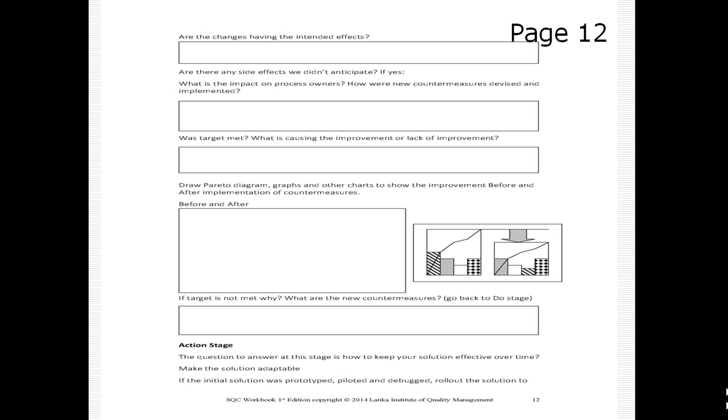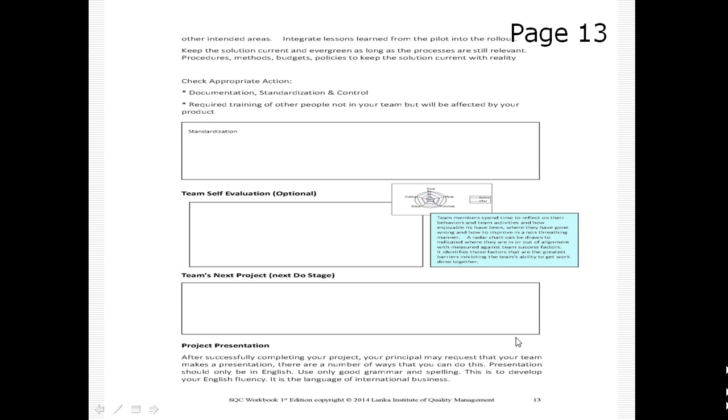So now it comes to the action stage. In PDCA, now we are at the A stage, which means the question to be answered at this stage is how to keep the solution effective over a long period of time. You want to standardize this. You want to document this. You want to write it down. You want to inform people. You want to make sure that all these countermeasures that you have come up with are evergreen.